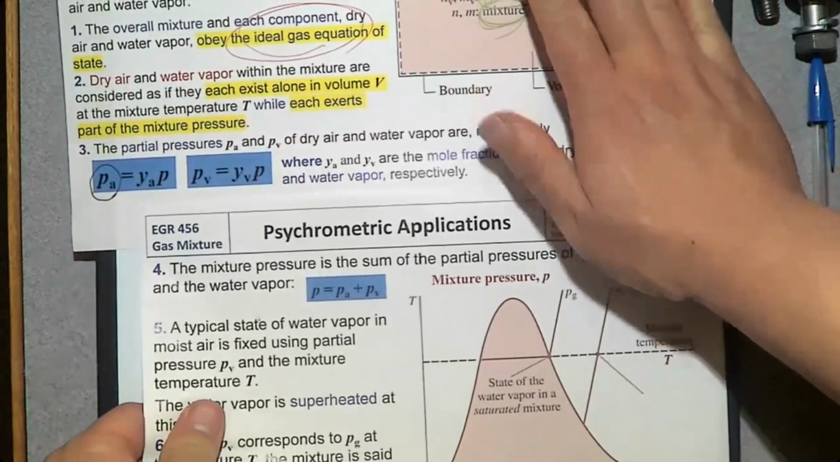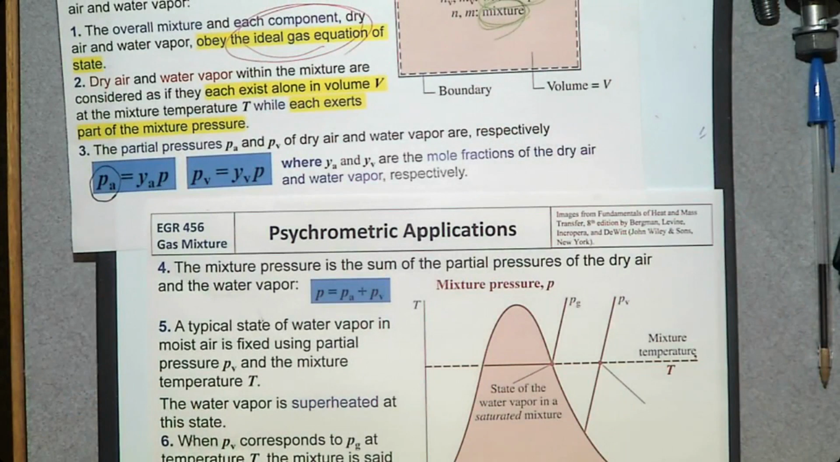Then the mixture pressure, which is the total pressure, is the sum of the partial pressures of dry air and the water vapor. So P is PA plus PV.